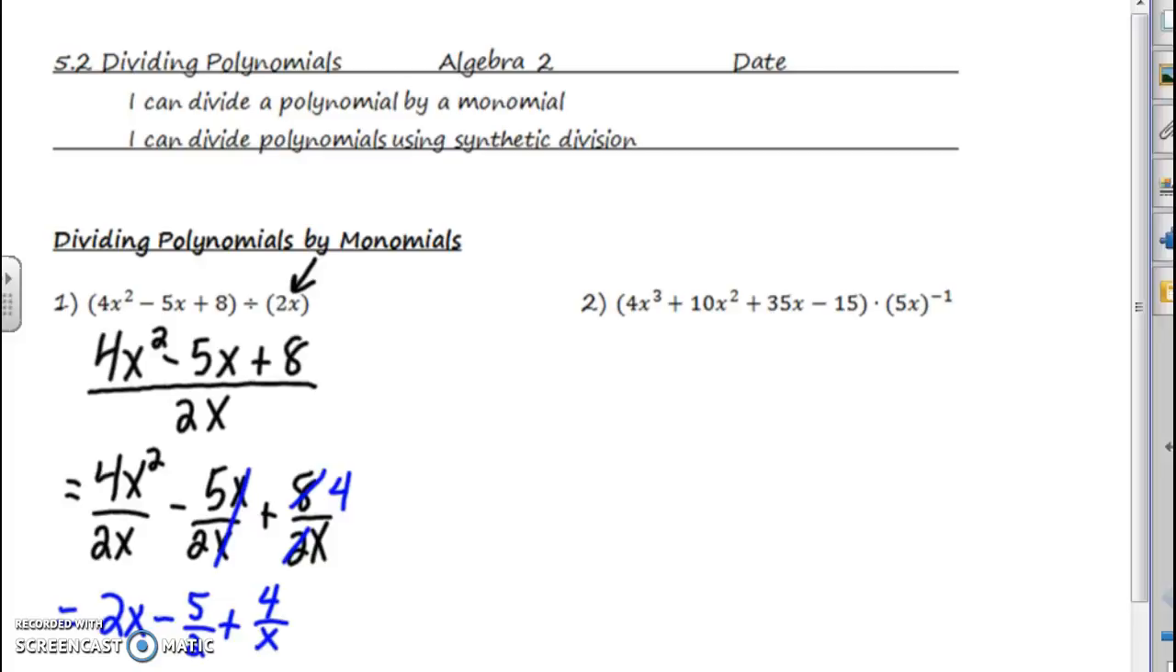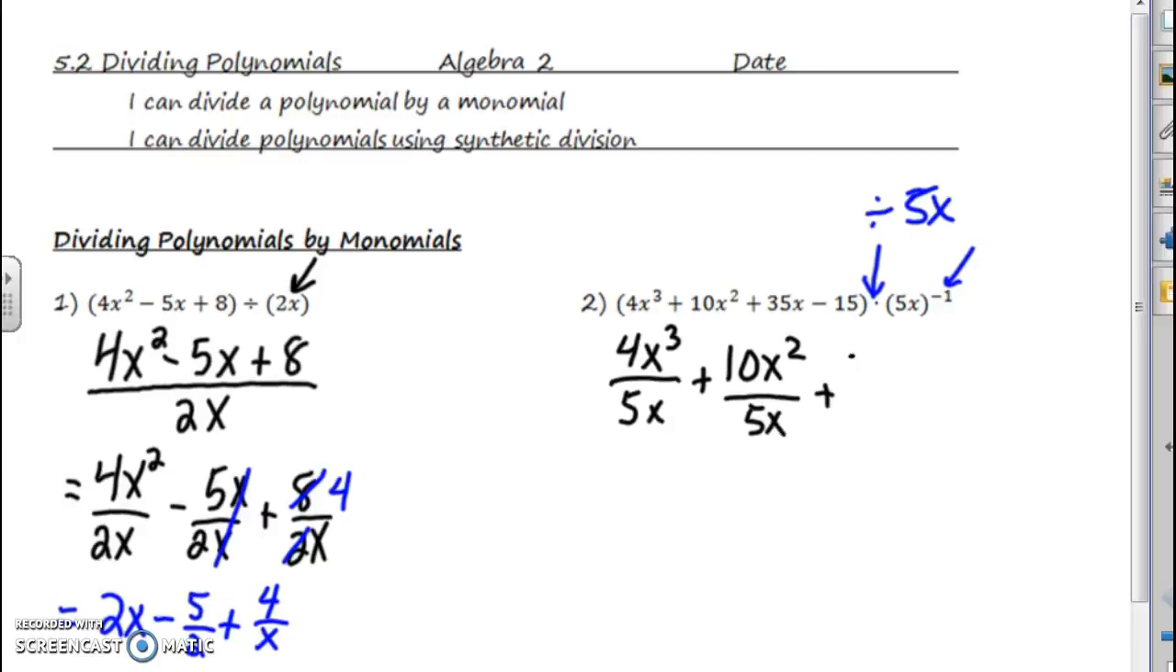When it comes to number 2, I know it says it's multiplication here, but you have to understand that it says multiplication by 5x to the negative first power, which is code for divide by 5x, okay? That means the same thing. So we're going to set it up just like we did the last one. So 4x cubed, and I'm going to do it individually. So plus 10x squared over 5x, plus 35x over 5x, and minus 15 over 5x.